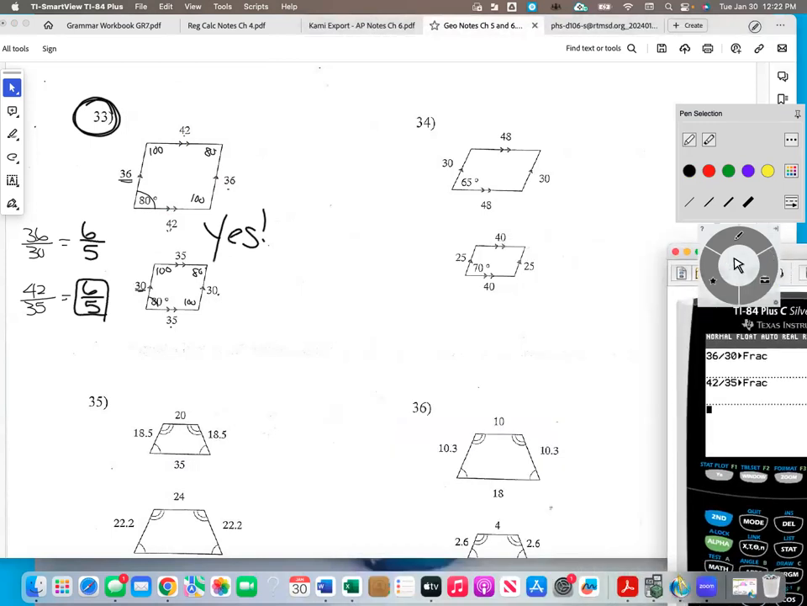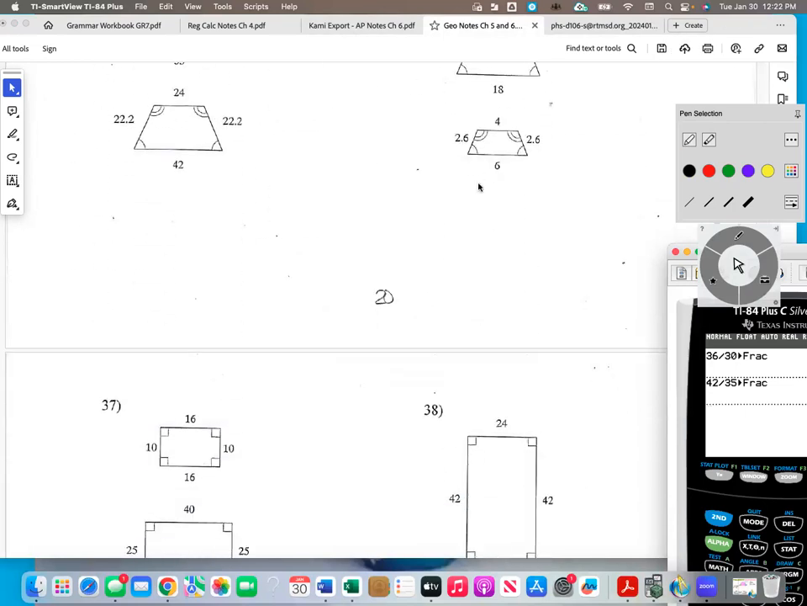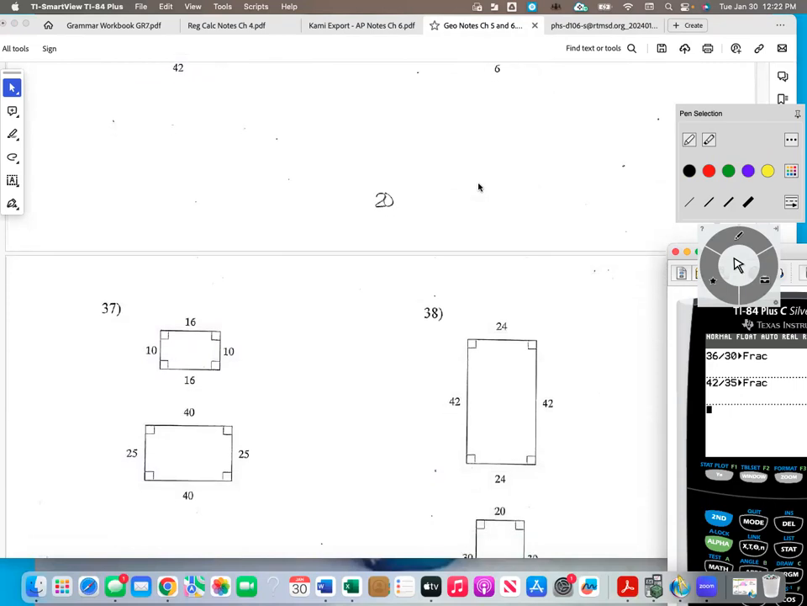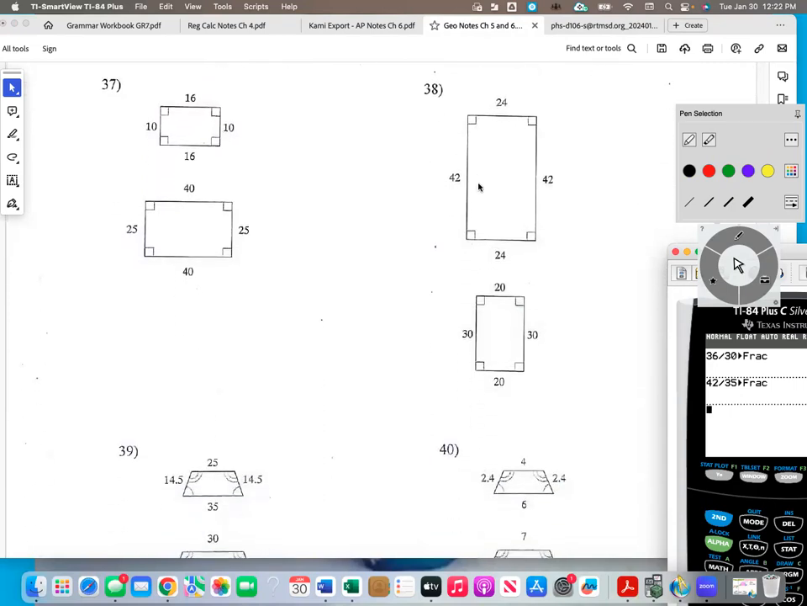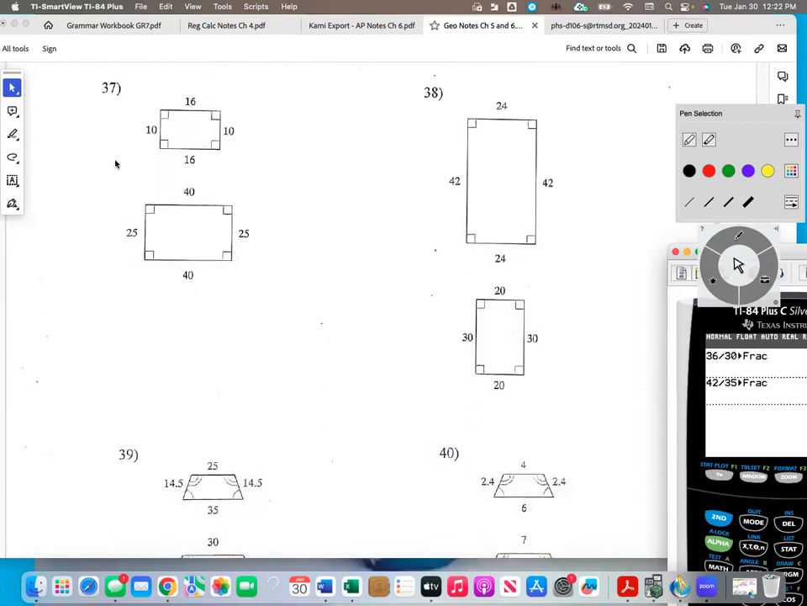All right, and then we can look at maybe one more of these problems here. Let's try number 38. This is a pair of rectangles. 37 looks very similar to it here. So for 36, you're going to do this one by yourself. The video will pause for you.